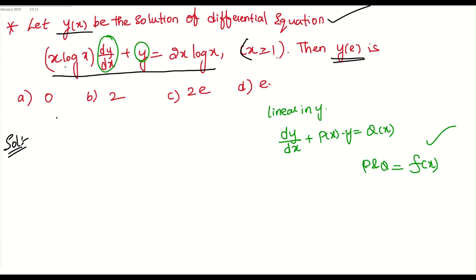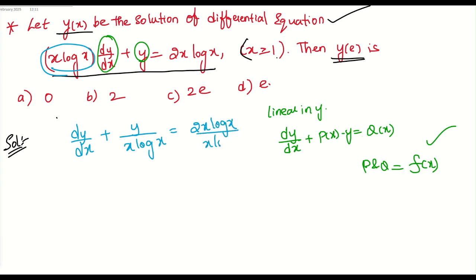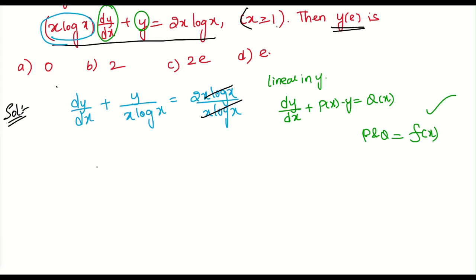The same thing is visible here, so I'll try to modify this. I can write it as dy by dx plus, sending this to the other side, y by x times log x equals 2x log x divided by x times log x. I think you don't have any doubt up to here, right? From this, I can simply cancel 2 log x, like 2 will be there, x log x will be removed. So if I do this, this is dy by dx plus y by x times log x equals 2 alone.